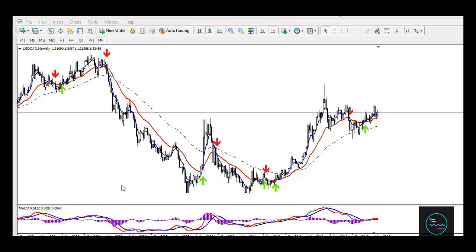So I'm going to use this video as an example just to show you my thought processes when I trade. I'm on the USD CAD monthly chart. The first thing you are going to do is go to the monthly and have an overall look. I've minimized the chart here, made it small so that you can see a lot of information.